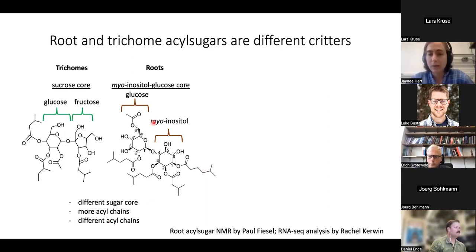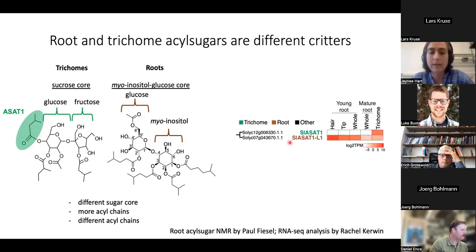So we surmise, based on the level of difference between these two acyl sugars, that they're probably not being made by the same pathway. It would be difficult for the substrate specificity of these enzymes to make both of these acyl sugars from these different components. So Rachel did some RNA-seq analysis to try to figure out which are the enzymes that are responsible for creating these root acyl sugars. As I described, we know that ASAT1 from tomato trichomes catalyzes the first acylation on acyl sucrose. But what is the first acylation, for example, in tomato roots?